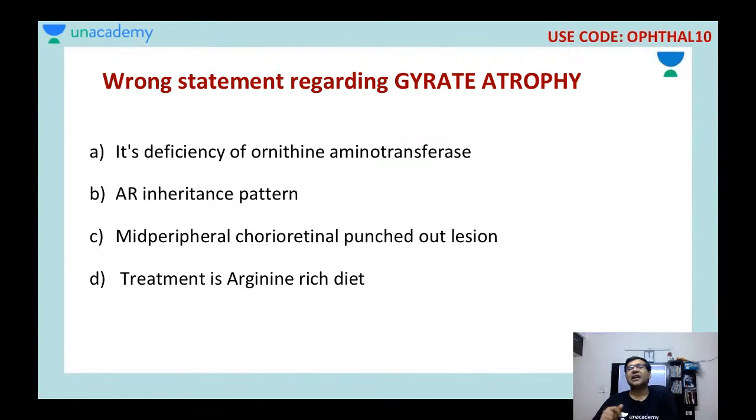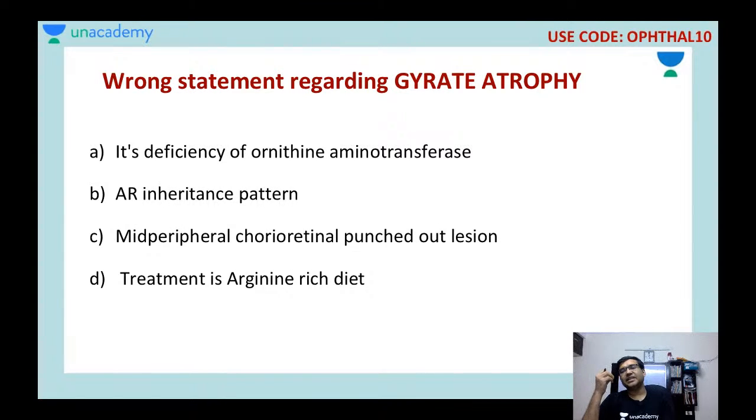Wrong statement regarding gyrate atrophy. Your options are: A. It is a deficiency of ornithine aminotransferase. B. It has the autosomal recessive inheritance pattern. C. Mid-peripheral chorioretinal punched out lesions are seen. D. Treatment is arginine rich diet.